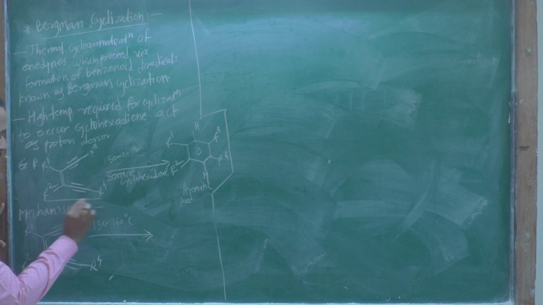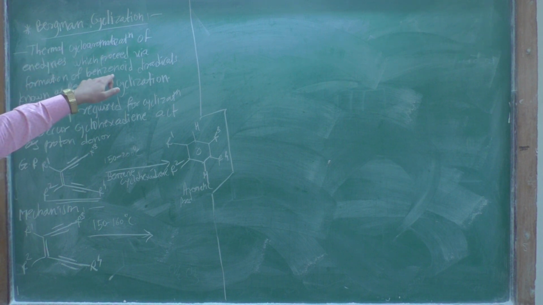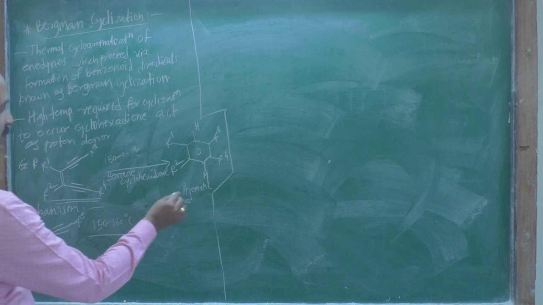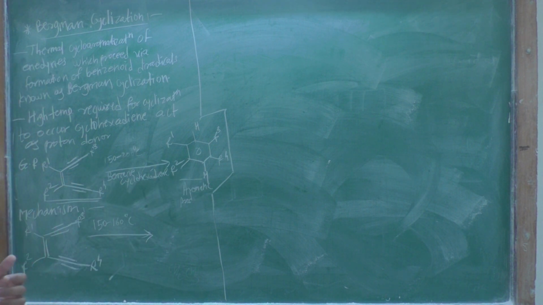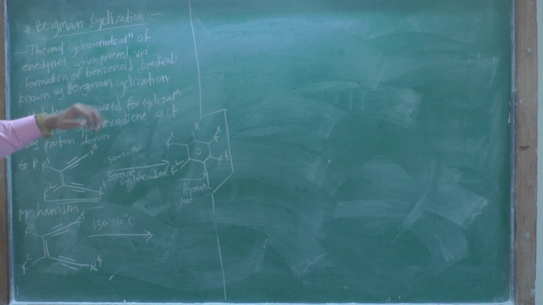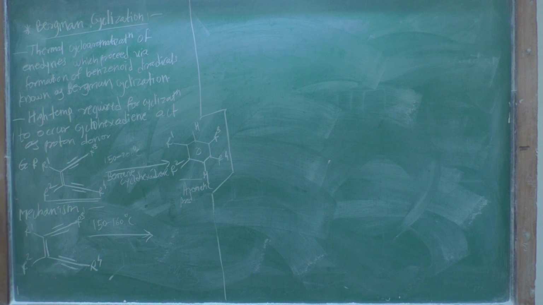This is the structure of enediyne. The thermal cycloaromatization of this enediyne proceeds via the formation of a benzenoid diradical. This is the benzenoid diradical you form from the enediyne, and that reaction is known as the Bergman cyclization reaction.